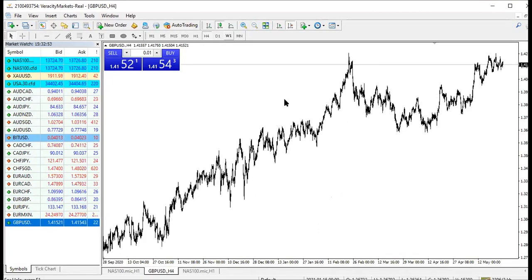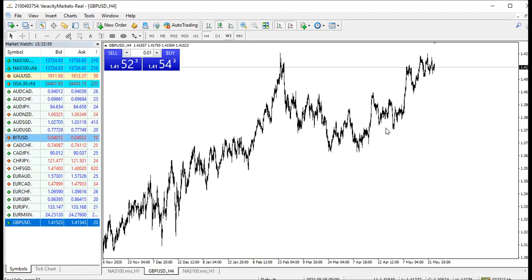You look at the bigger picture first. After seeing the bigger picture, you see here we had this low. We had this low. So it was broken here. It was broken. So the market came back.